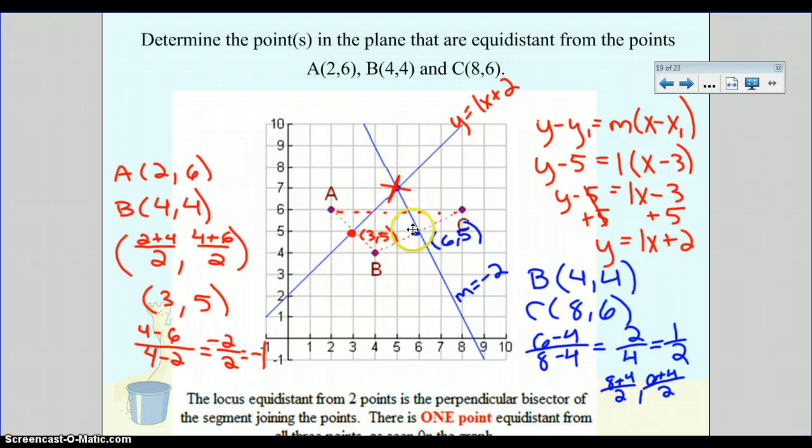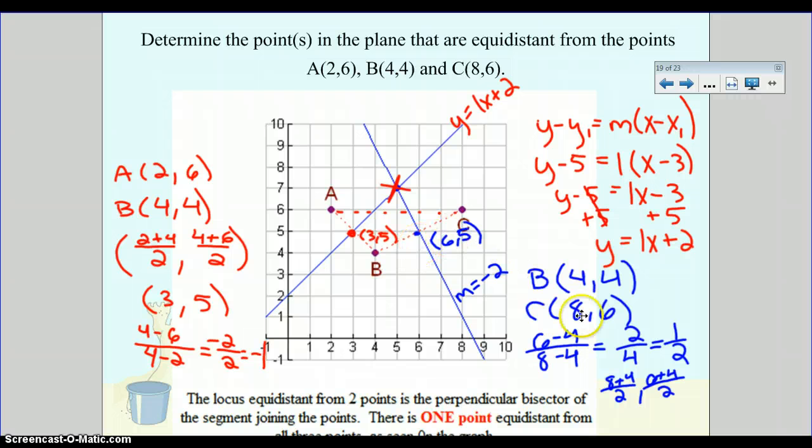So we need the midpoint of each line. So for A and B, (2 plus 4) divided by 2 and (4 plus 6) divided by 2 gives us that the midpoint is (3, 5). And then we're going to find the slope, and we get that the slope of AB is negative 1. So the slope of our new equation that's going to be perpendicular to it is going to be positive 1. So we plot that line, and then we come up with the equation for it. We can see that its y-intercept is 2. You can also solve that algebraically, or you can just solve it graphically.